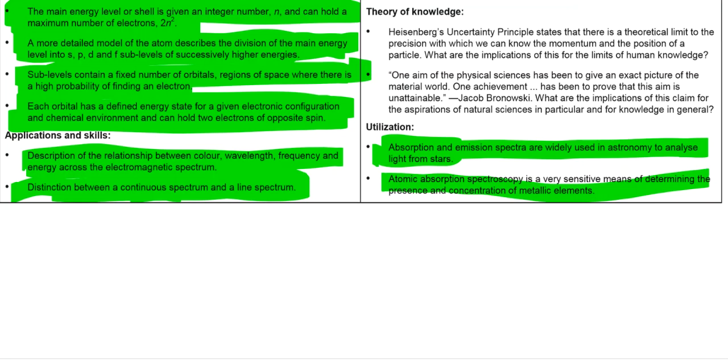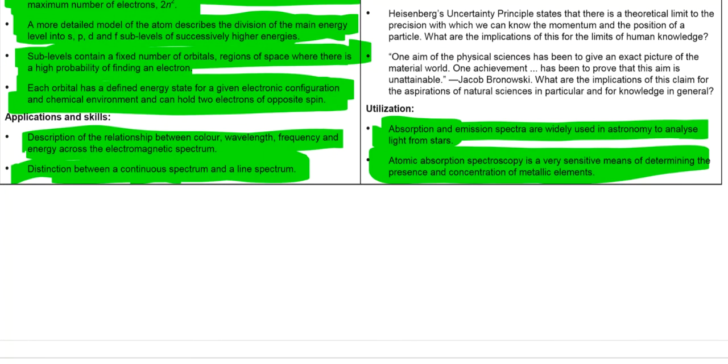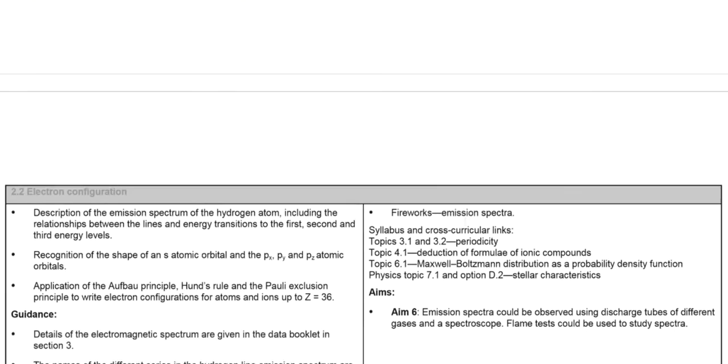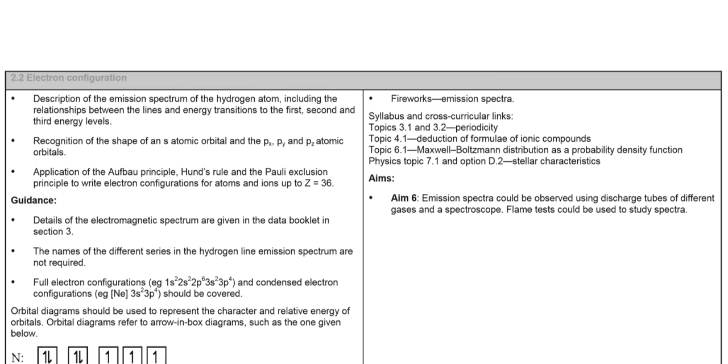Atomic absorption spectra are a very sensitive means of determining the presence and concentration of metallic elements. Absorption spectroscopy is really cool when we think about metals, because metals can lead to lots of colored compounds, and we're going to talk about the why in topic 3. So watch my video on topic 3 if you want to know why that's the case.